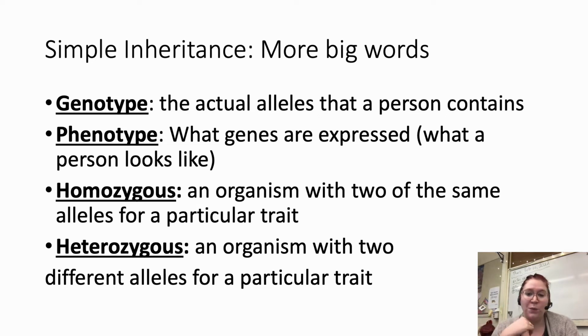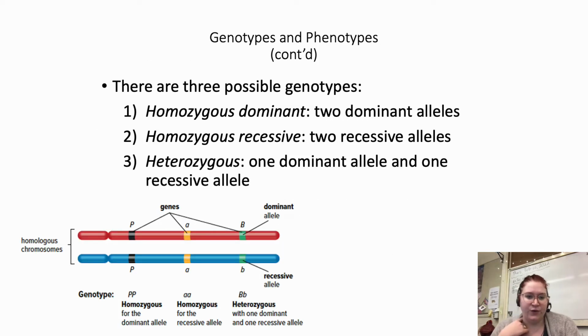You can also be homozygous. So that's an organism with two of the same alleles for a particular trait. Or heterozygous, which is an organism with two different alleles for a trait. So I'm going to show you some examples. So in any situation, you only have three options for genotypes.